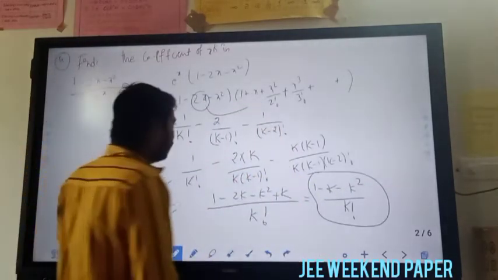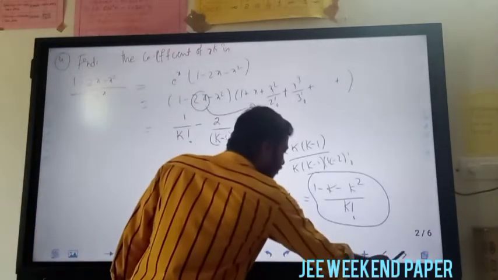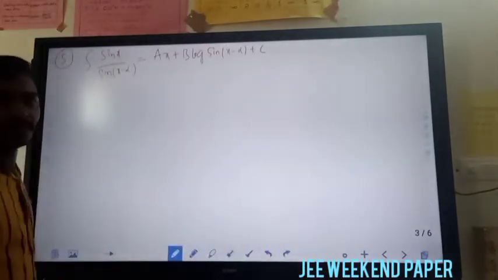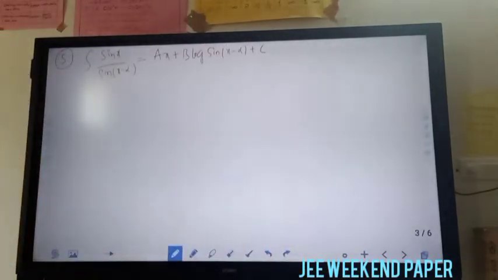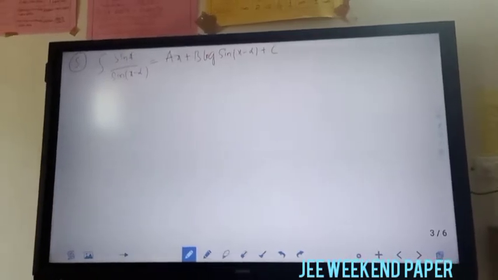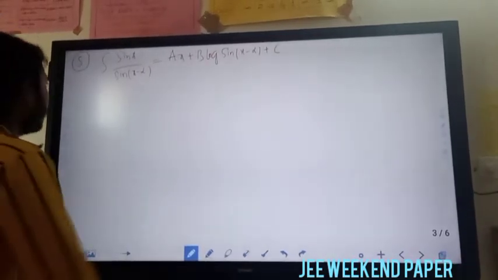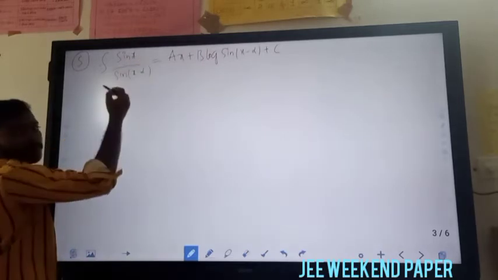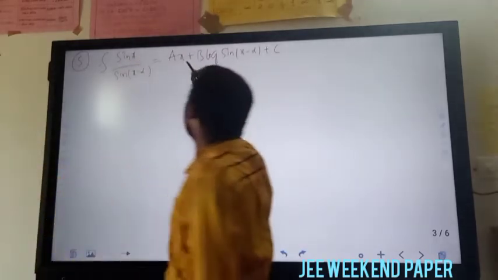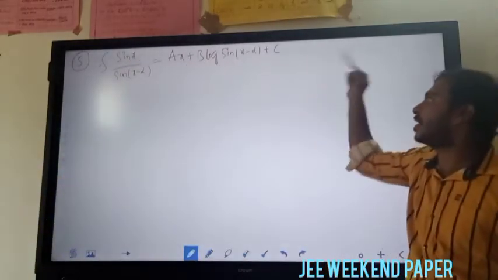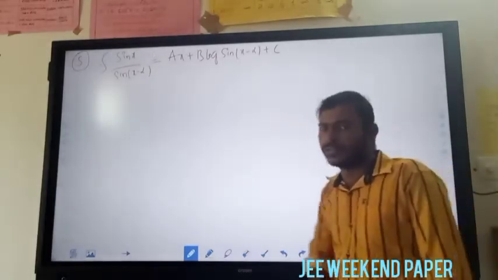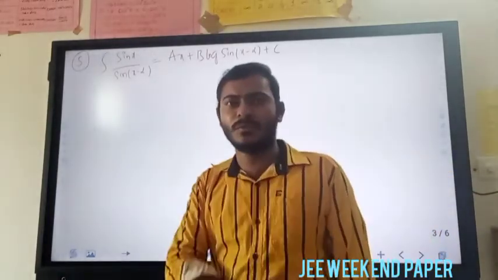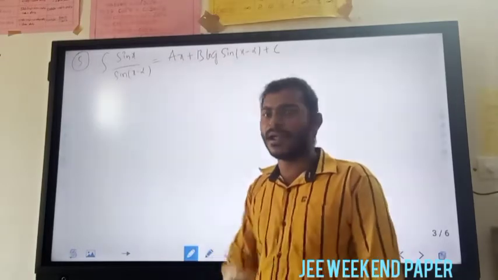Okay, and next problem we have: integration of sin x by sin of x minus alpha equals a into x plus b of log of sin of x minus alpha plus c. Each problem must be solved within 2 minutes. Now we have to find the a and b values.